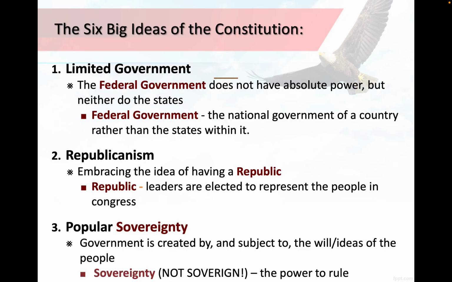Limited government discusses where the power is, that it's not absolute for anyone. Republicanism is how we get that power, through elections of people, and popular sovereignty talks about how the people, therefore, are responsible for government. So these three all have to do with how we limit our government and form it so that the people are the primary objective, or the beneficiaries of the government, the creators of the government, the ones who both create it and reap its benefits.